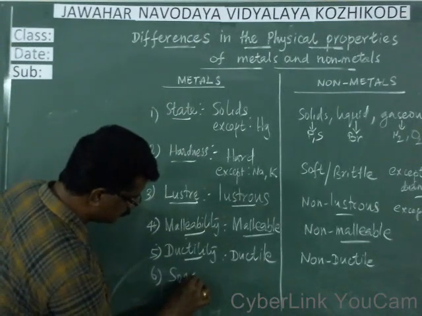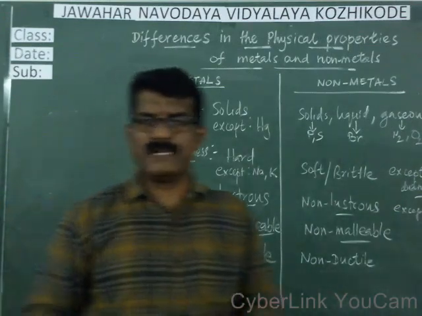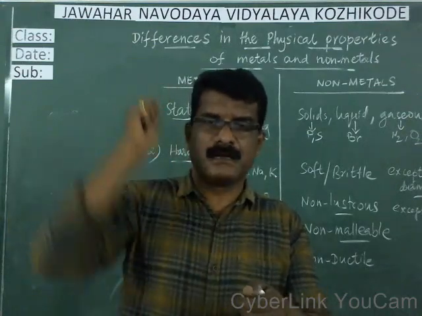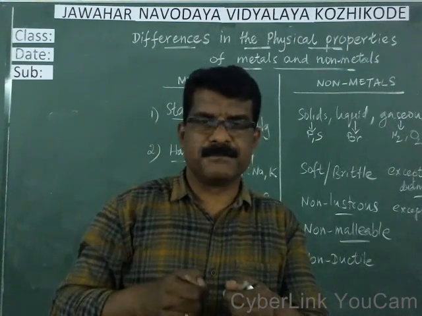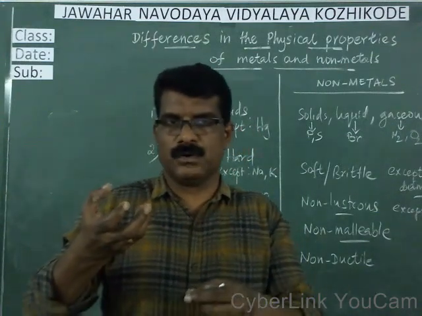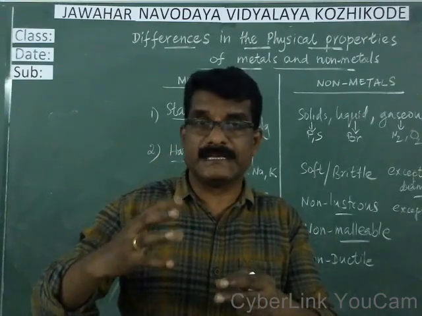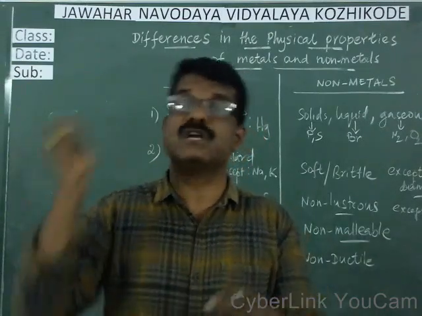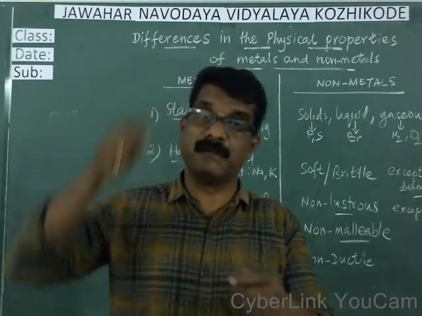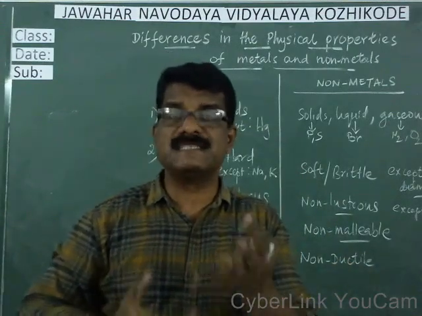Next one, sonorous. What is sonorous? See, when the metals are beaten, the metals produce a ringing sound. So the metals are generally sonorous, that means they can produce sound when beaten. Metals can produce a ringing sound when beaten. So metals are sonorous. They are capable of producing sound.